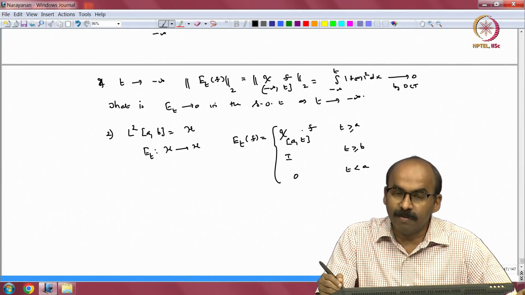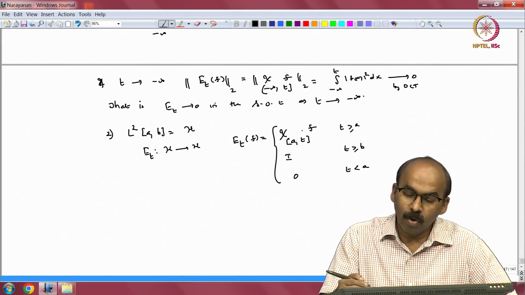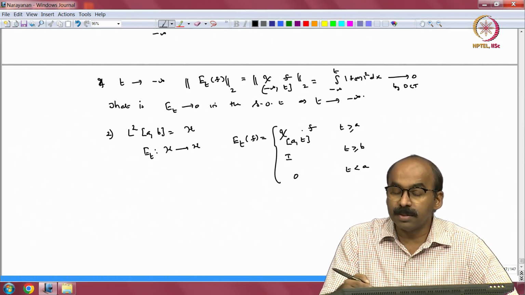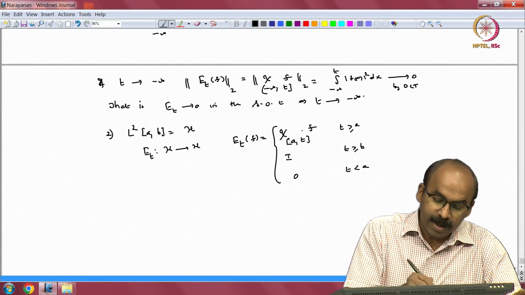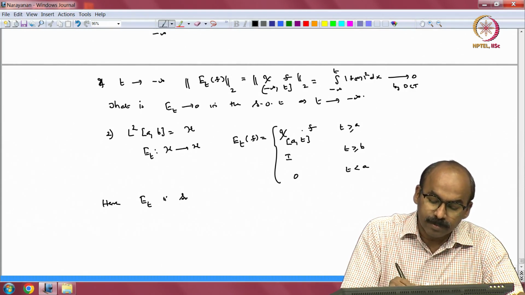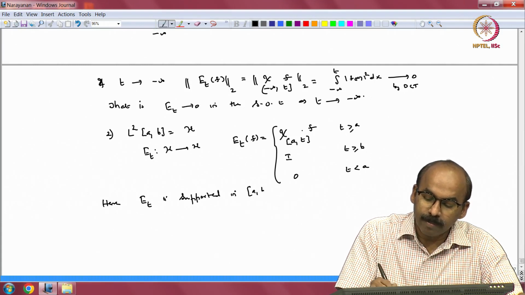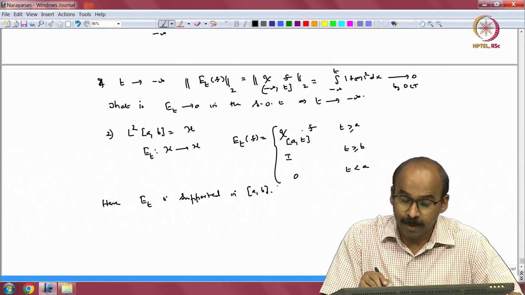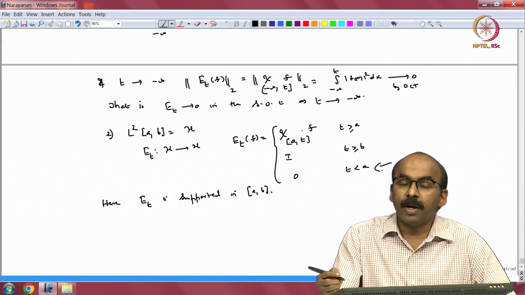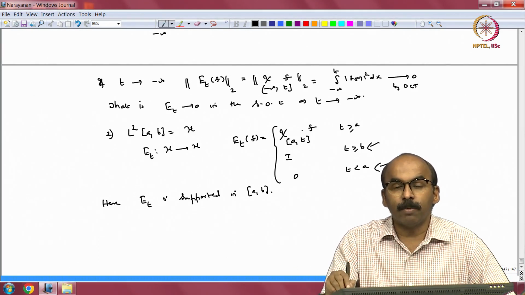That is how it will be defined, and this will obviously satisfy all those properties we want. Moreover, from our definition, it is clear that the support of E_t is contained in the interval [a,b]. E_t is supported in the interval [a,b], that is clear. For any a minus epsilon, the projection is 0, and for any b plus epsilon, the projection is identity. That is precisely what you mean by it being supported in the interval [a,b].